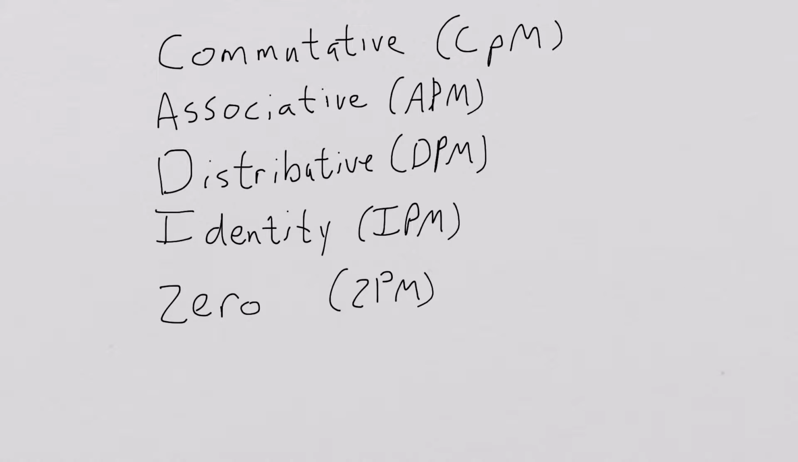In this video we are going to focus on 5 properties of multiplication. The properties that we're going to focus on are the commutative property, the associative property, the distributive property, the identity property, and the zero property. So let's get into it and start off with the zero property of multiplication.